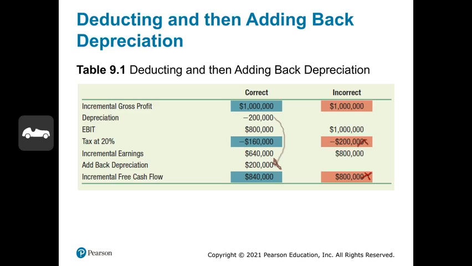So memorize this template, but you don't have to memorize anything except right here, because up to this point, you should have already memorized that income statement. The only thing that's different here is this is earnings after tax. Now we're going to call it incremental earnings because we're looking at a specific project. And then we're going to add back the depreciation to get incremental free cash flow.